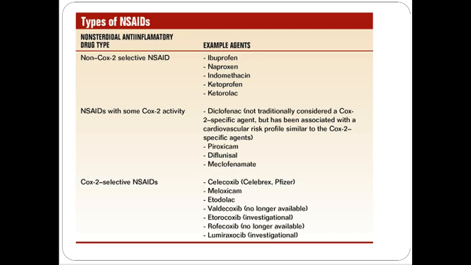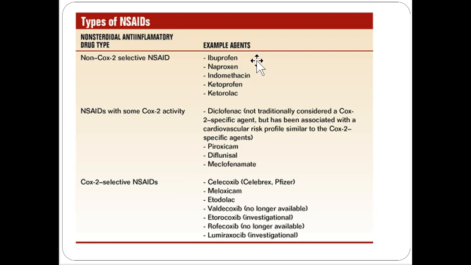This chart generally shows what we're looking at here. So non-COX, so this would be a non-selective NSAID. You got ibuprofen and naproxen, indomethacin, ketorolac. Probably ketorolac, naproxen, and ibuprofen are the three most commonly used NSAIDs right there, all non-selective.